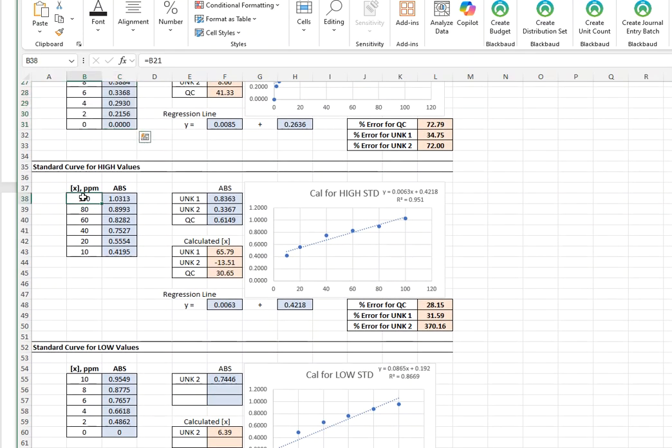Here's the standard curve for the high values. So this chops off all the lower ones, and it really only plots 10 to 100 now based on the same set of data. So the same report as above, but you just leave off the lower concentrations here. So look at what happens to our graph.